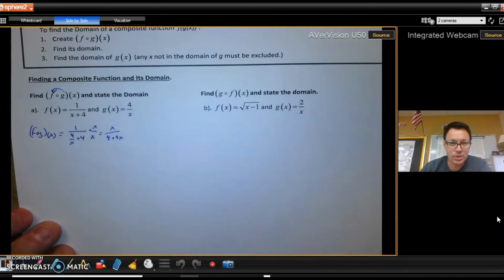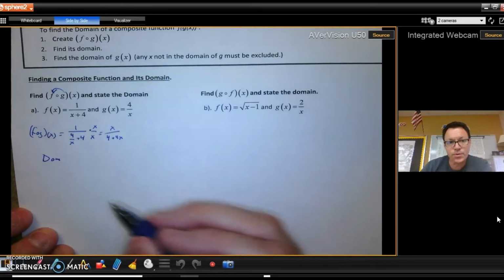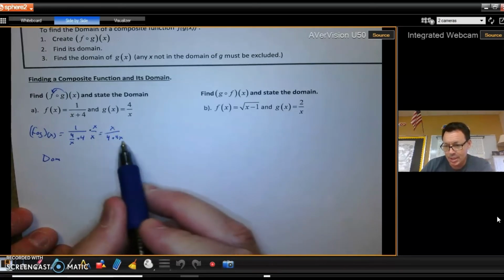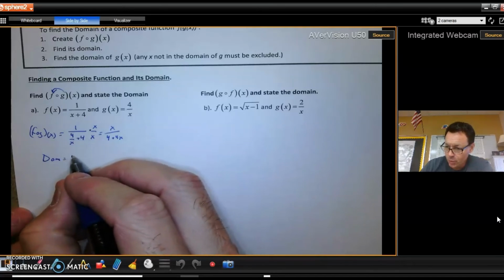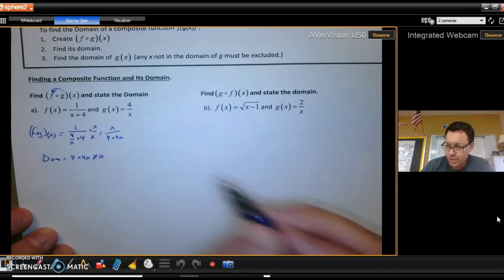Okay, and then that's really it. That's my new function, x over 4 plus 4x. Okay, so what is the domain of this new function that we created? Well, it's got a fraction, so it's got a denominator, and so we need to make sure that that denominator, 4 plus 4x, does not equal 0.